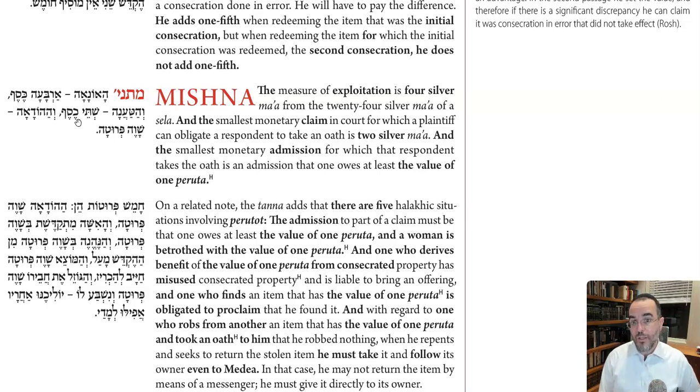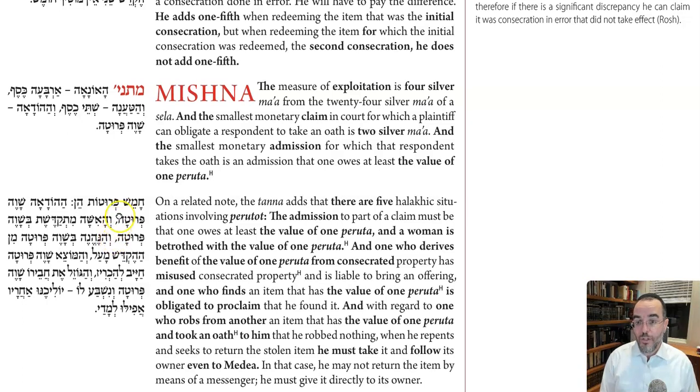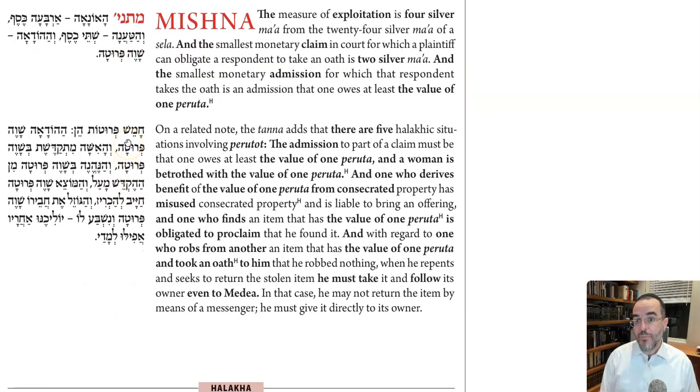And now that we mentioned a peruta, we mention 5 cases where a peruta is involved. Chamesh peruta ten. Ha'odah shave peruta ve'isha mitkadeshet b'shave peruta. Va'ne'ne b'shave peruta min ha'ikdesh ma'al va'mose shave peruta chayav la'achriz. Va'gozel chaviro shave peruta v'nishba'a lo yolichenu acharav afilu lemadai.